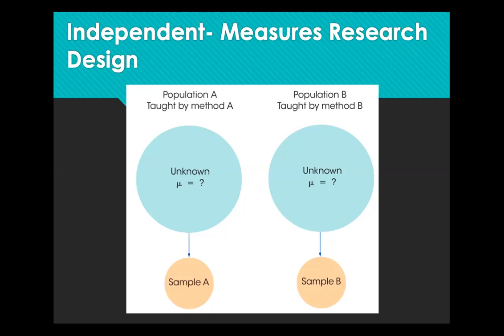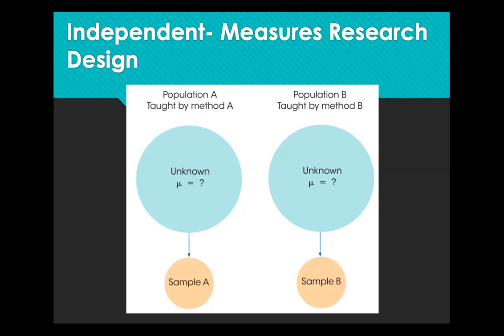And so what we're wondering is, we're going to test each group of children. One group of children will be taught by method A only, and then the other will be taught by method B only. Two separate groups, no overlap in the participants, and we're going to measure the social skills scores for both groups. And then we're going to use the sample data to try to make inferences about the population.